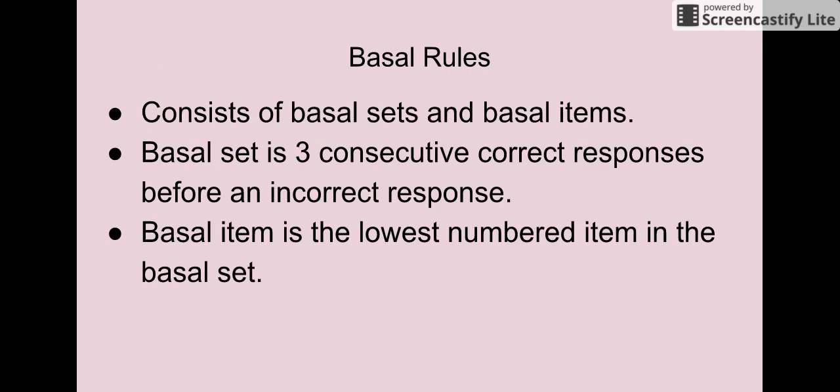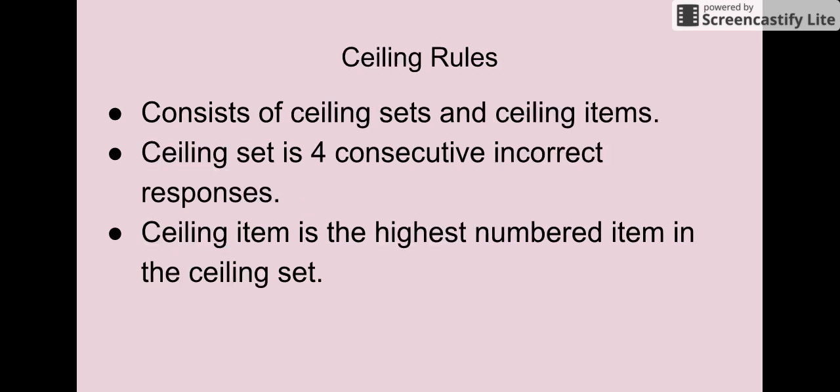Then you have the basal rules that are incorporated into this test. When scoring, you're going to look for 3 consecutive correct responses before an incorrect response. That's the basal set. And then you will look at the lowest numbered item in the basal set, and that is the basal item. So it consists of basal sets and basal items.